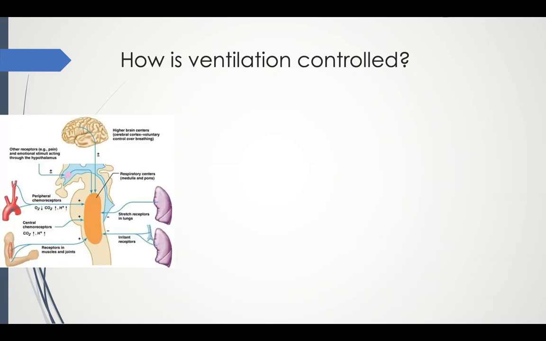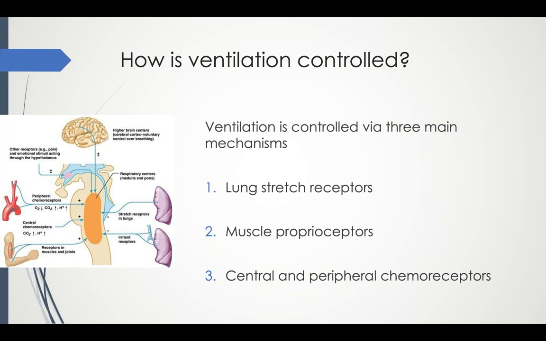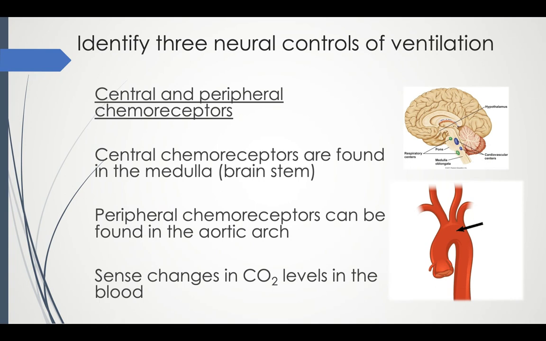So that moves us on to the main question: how is ventilation controlled? So there are three main mechanisms that the body uses. First one, lung stretch receptors, muscle proprioceptors, and central and peripheral chemoreceptors. So we're going to talk about each one of those individually. So we're actually going to start off with number 3. So central and peripheral chemoreceptors.